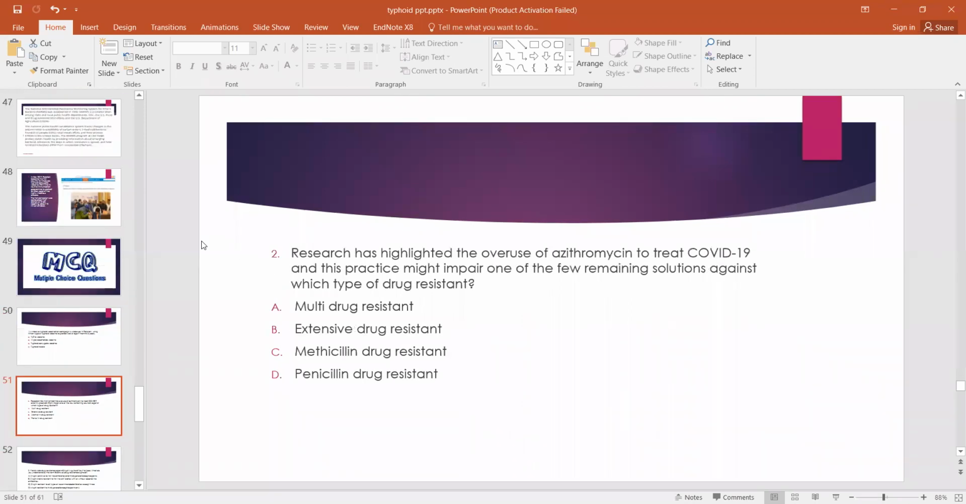Research has highlighted the overuse of azithromycin to treat COVID-19, and this practice might impair one of the few remaining solutions against which type of drug resistance? Multi-drug resistance, extensive drug resistance, methicillin drug resistance, or penicillin drug resistance? B, extensive drug resistance is the correct answer.